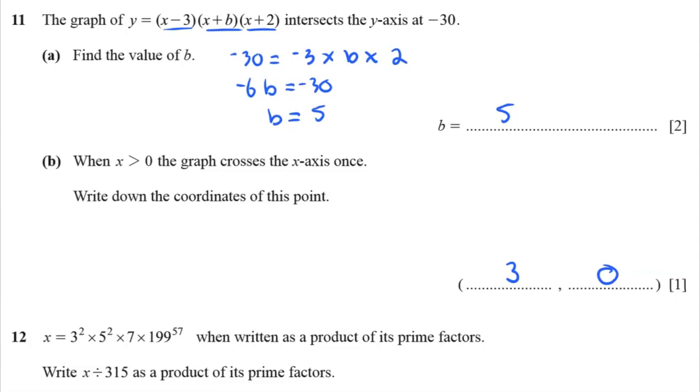Are the other ones positive? No, because b is 5. That means x has to be negative 5. And for the third factor and third root, we have x plus 2. And so x would have to be negative 2. That would be the root for that one.